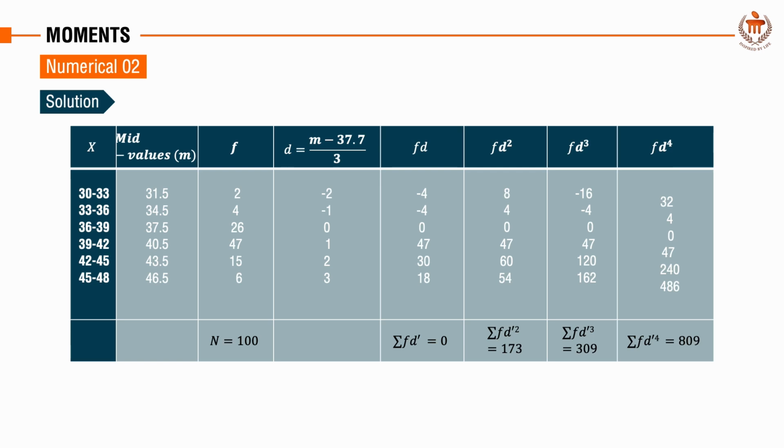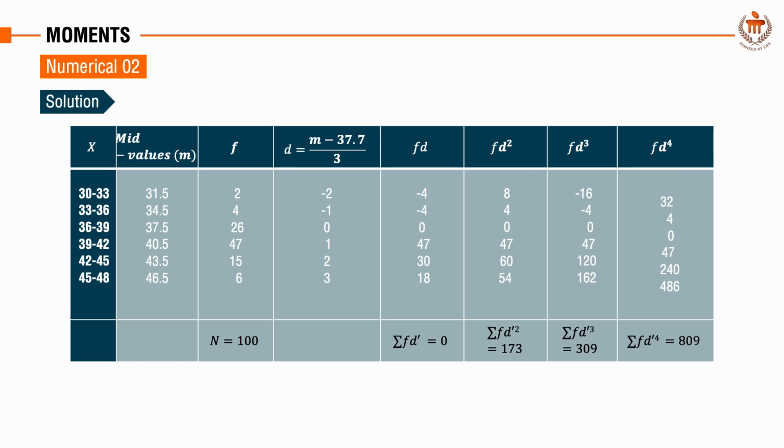Then 33 plus 36 by 2, you'll get 34.5. 36 plus 39 by 2, you'll get 37.5. 39 plus 42 by 2, you'll get 40.5. 42 plus 45 by 2, you get 43.5. 45 plus 48 by 2, you'll get 46.5. So you got the mid values.